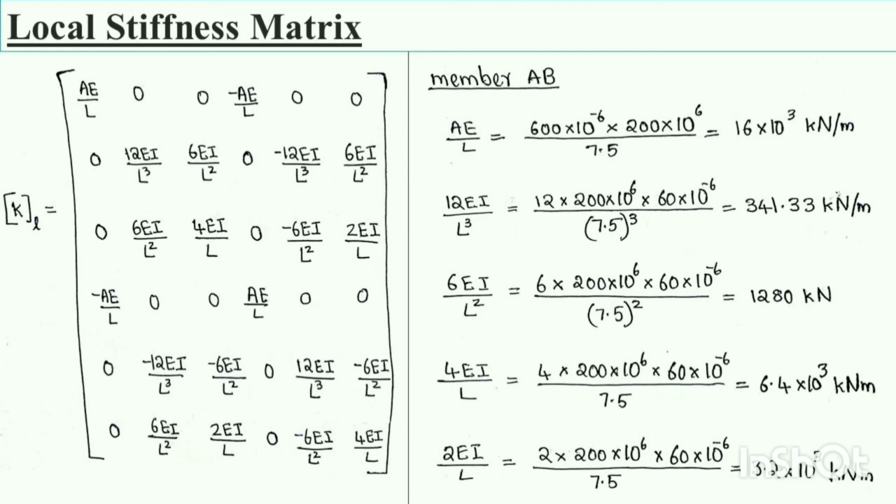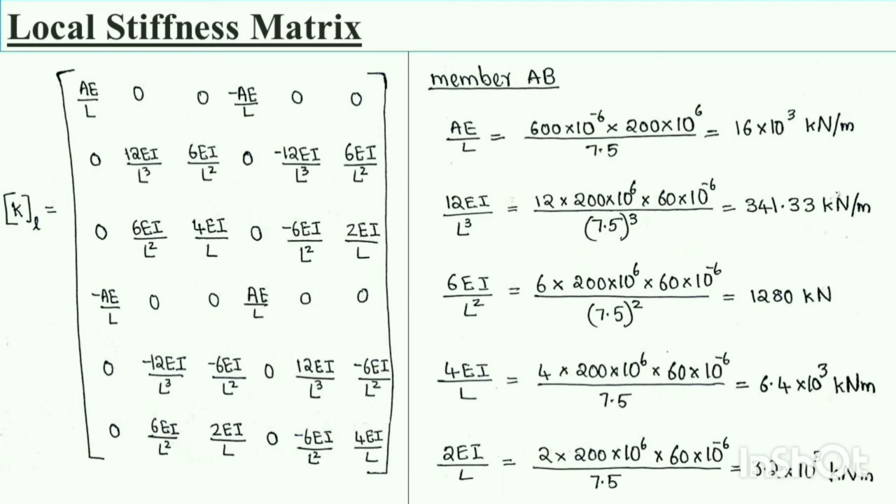If it is given in the question that the members are rigid or non-yielding, then we need not take this AE by L, and only a 4 by 4 matrix is enough. But if nothing is specified in the question, then we have to take this AE by L term, that is, yielding or axial deformations have to be taken, and the local stiffness matrix will be a 6 by 6 matrix. Now we can find the values of each term in this matrix.